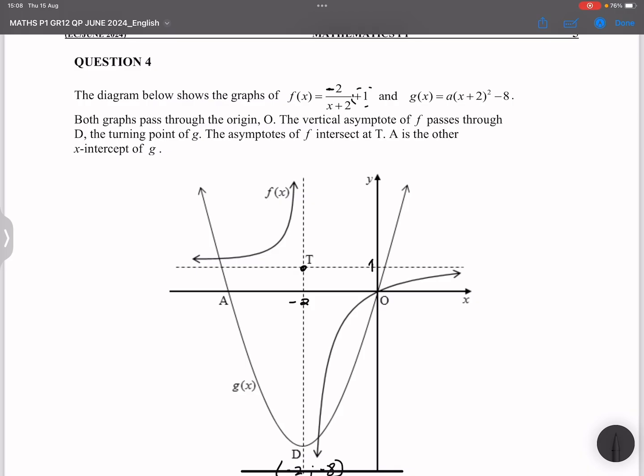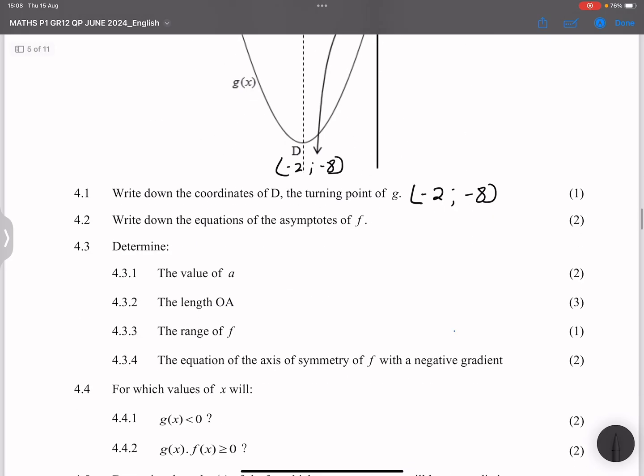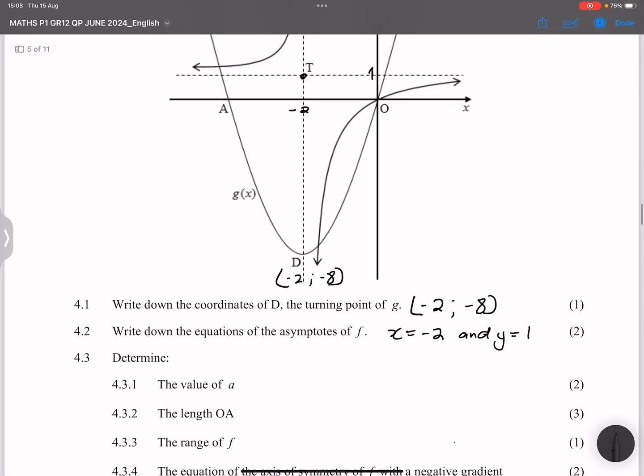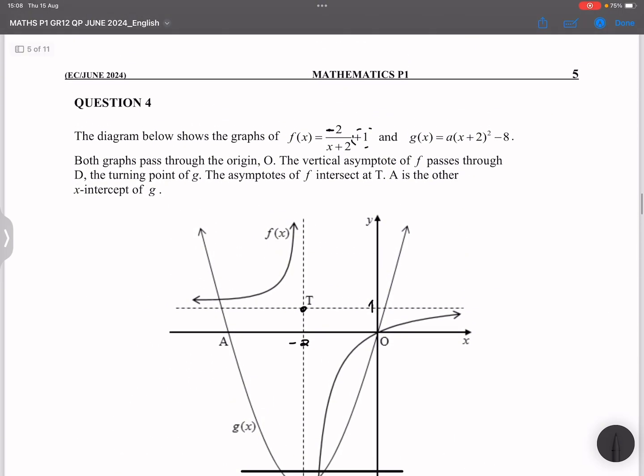So that means in this case, the equations, now please you write them as they appear, right? So x is equal to negative 2 and y is equal to 1, right? So that is how we get those values. Right, they say to you, determine the value of a. So we want to find out what the value of a is, right? This is for the parabola.